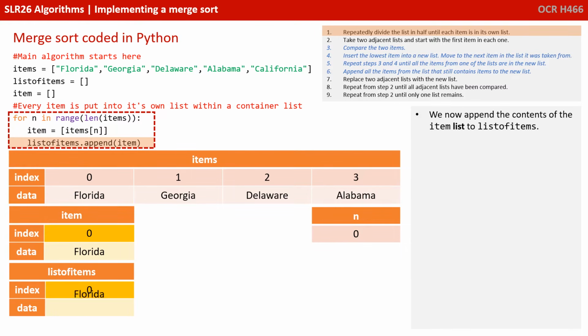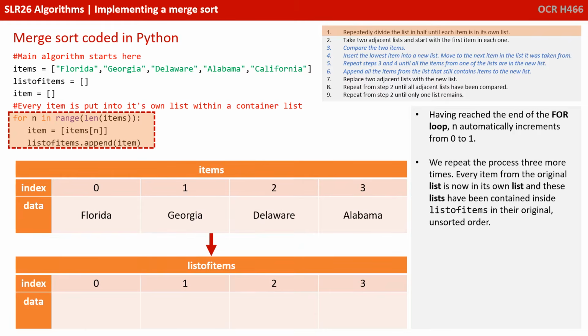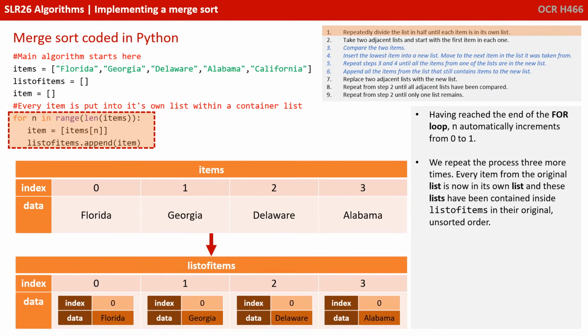We now append the contents of the item list to list of items. Having reached the end of the for loop, n automatically increments from 0 to 1. We repeat the process 3 more times. Every item from the original list is now in its own list, and these have been contained inside list of items in their original unsorted order.